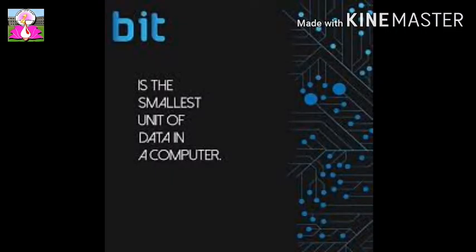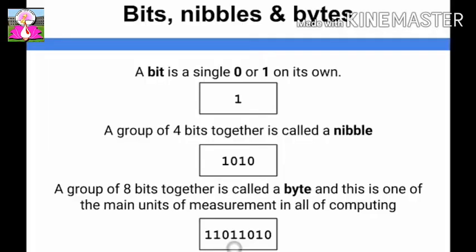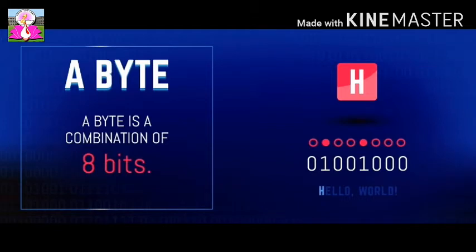A bit is the smallest unit of information which a computer can process and store. A group of 4 bits is called a nibble and a group of 8 bits is called a byte. Computer memory is stored in the form of bits and bytes.